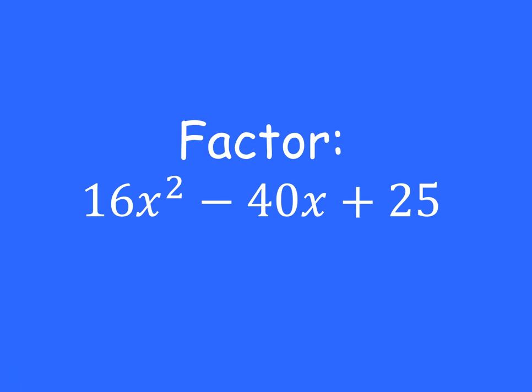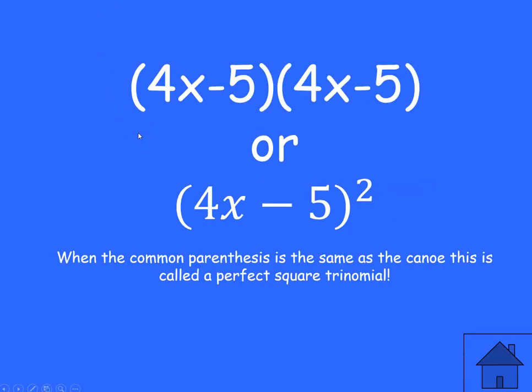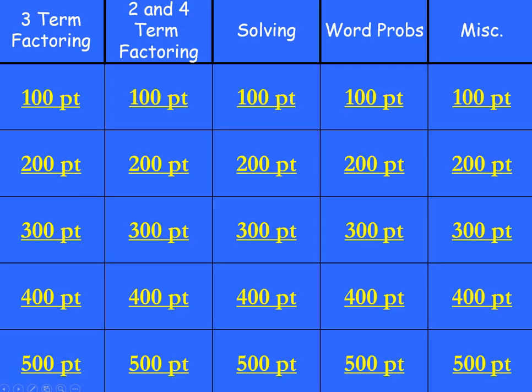Let's see how you did. The correct answer is 4x minus 5 times 4x minus 5. Now, because these parentheses are the same, you could also write it like this, 4x minus 5, all in parentheses, squared. Be aware that if this ever happens, if you do get two of the exact same parentheses, then that's called a perfect square trinomial. Let's go to the $500 question.